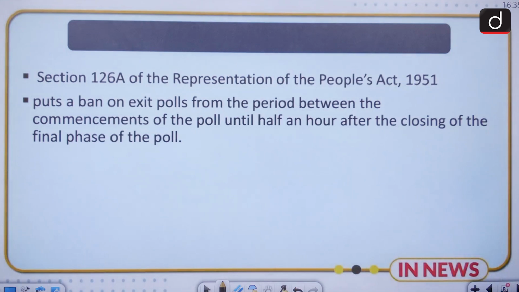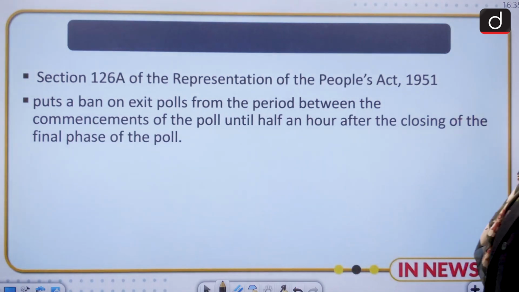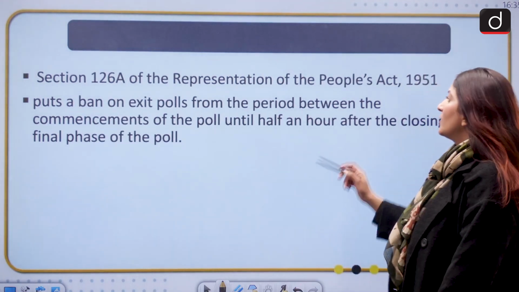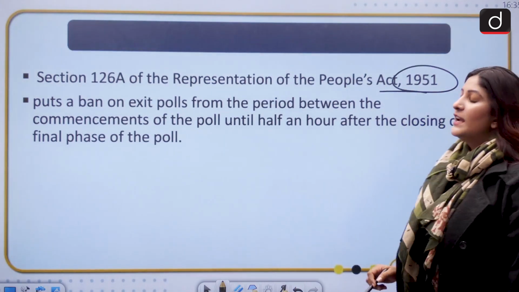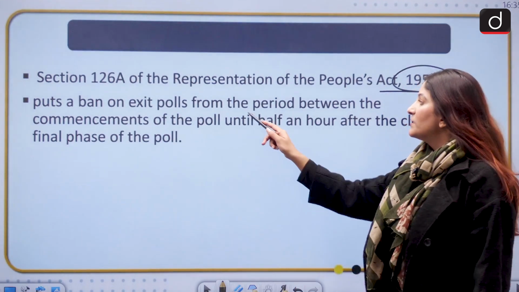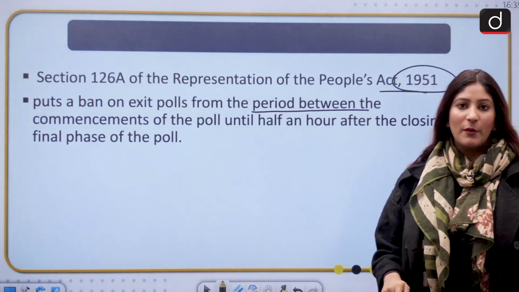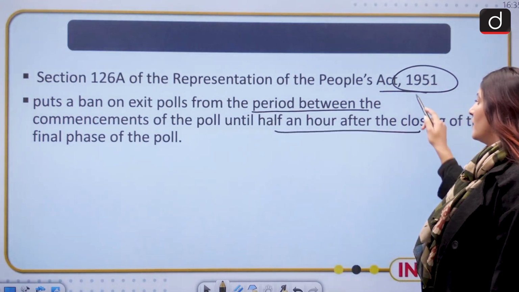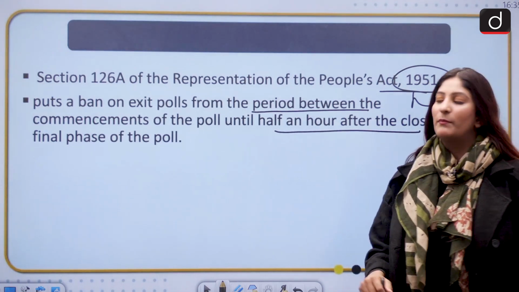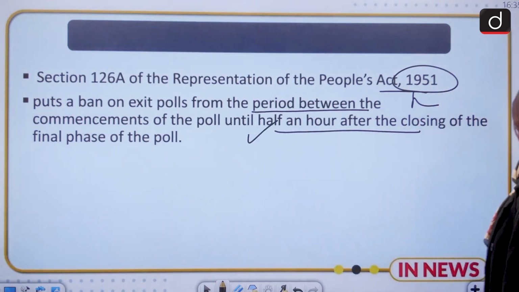Moving ahead now, if we talk about the provisions, Section 126A of the Representation of the People Act, 1951, puts a ban on exit polls from the period between the commencement of the poll until half an hour after the closing of the final phase of the poll. So this is a Prelims fact that we have to know.